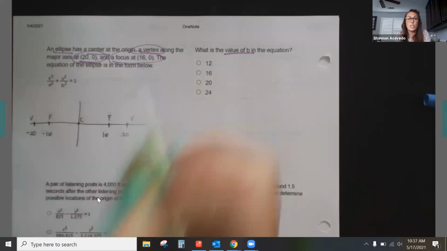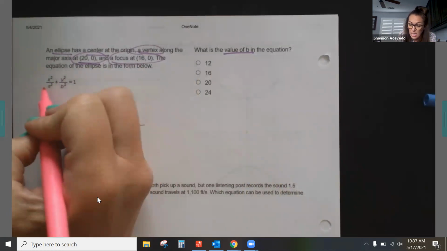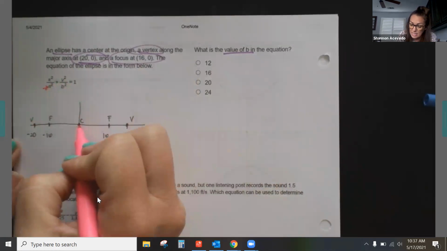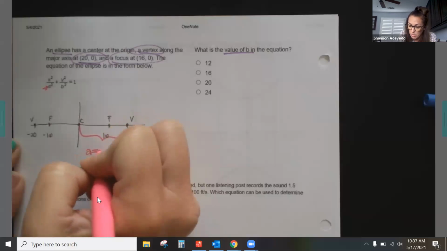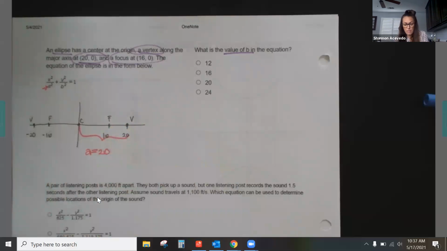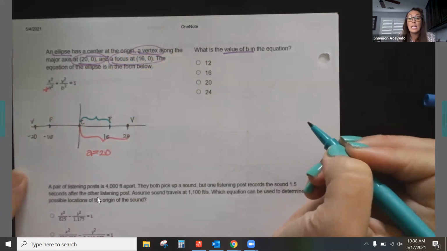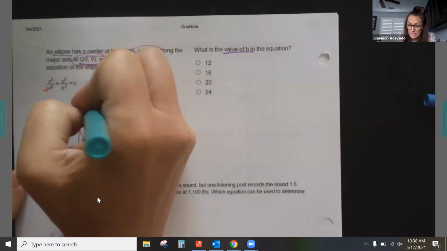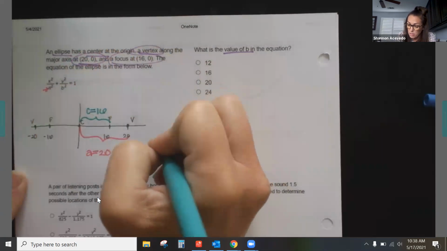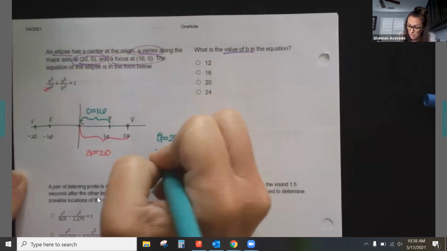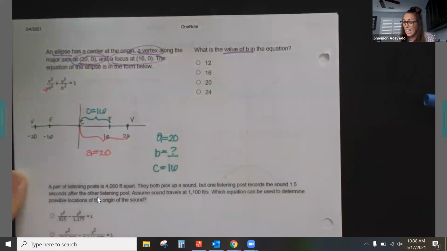Okay, so what information do I know and what am I looking for? Because I know my vertex, I know my A value, because my A is the distance from my center to my vertex. So in this case, I know that A is going to be 20. The other piece of information I know is my focus. And my focus is always going to be my C value, my C distance. So in this case, C is going to be 16. So I know A is going to be 20. I don't know my B, that's what I'm looking for, but I also know my C is going to be 16.